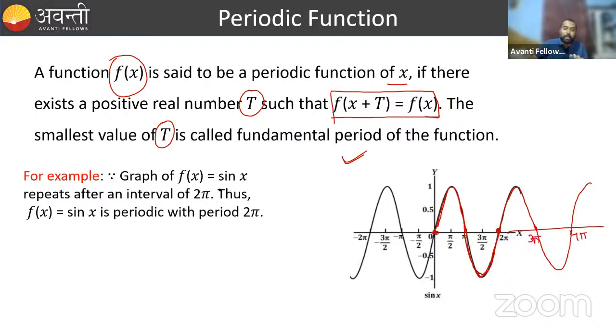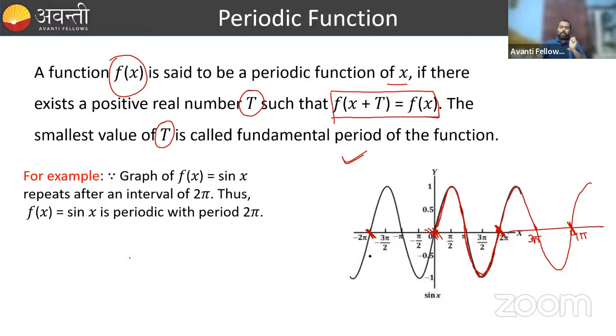That means the graph repeats itself after each 2 pi interval. The graph starts from 0, again starts from 2 pi, and again starts from 4 pi. The same graph repeats itself again and again after each 2 pi interval. So that's why 2 pi is called the period of the function f of x equal to sin x. Is it clear to everyone?